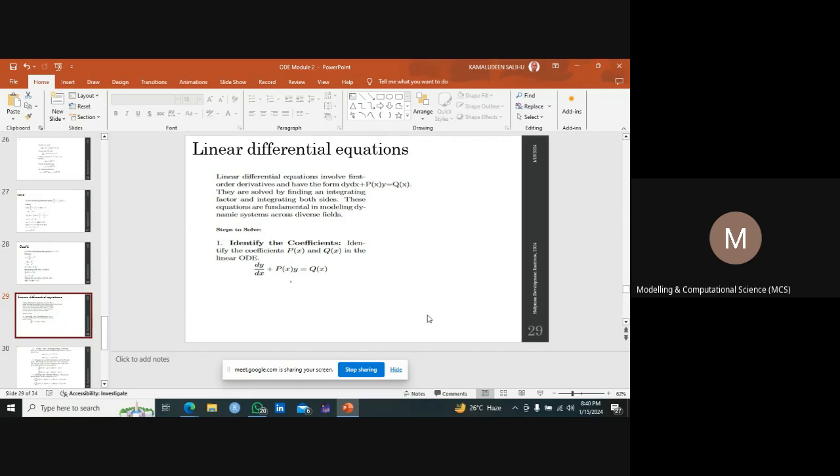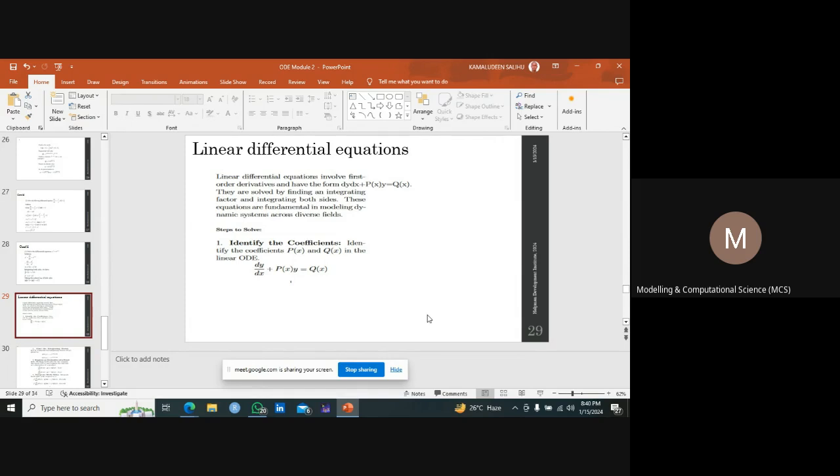So you must go back to your integration, whether you like it or not. Study them very well, because these are all what you'll be applying in this differential equation. These equations are fundamental in modeling dynamic systems across diverse fields.